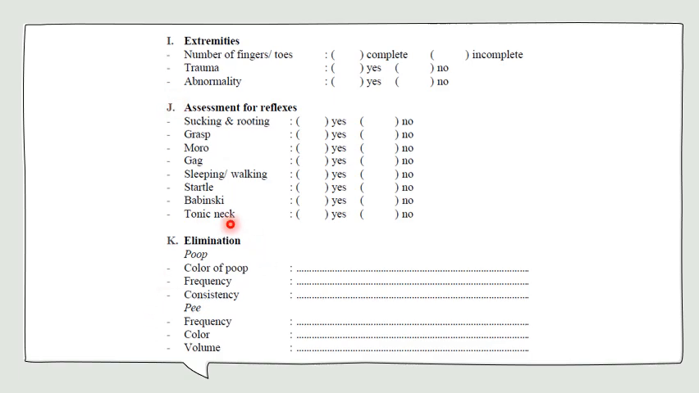And then you also check the elimination: how's the poop, the color of the poop, the frequency and consistency, how's the pee, the frequency, the color and the volume of pee. If it's a newborn baby, you will expect that meconium will be there. I also explained this in the previous video.